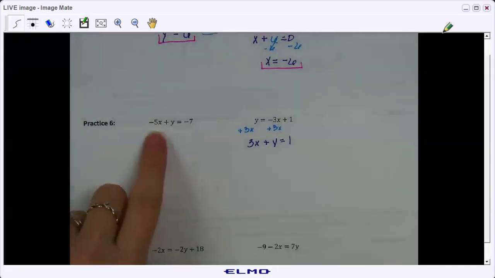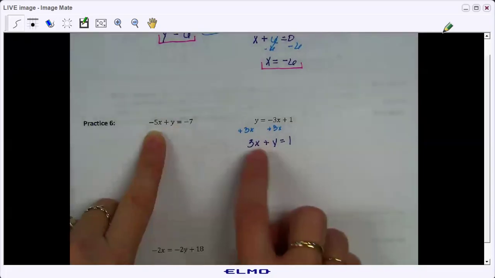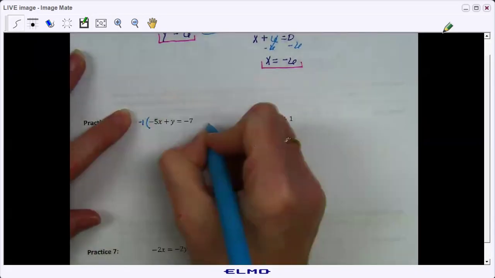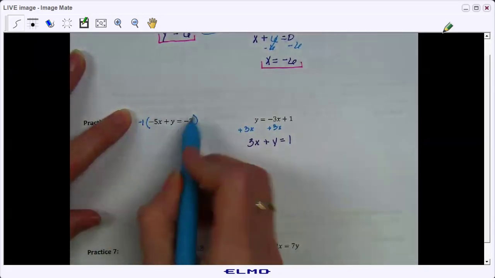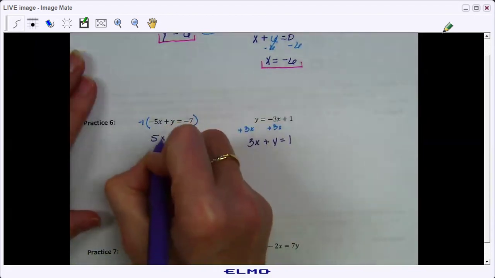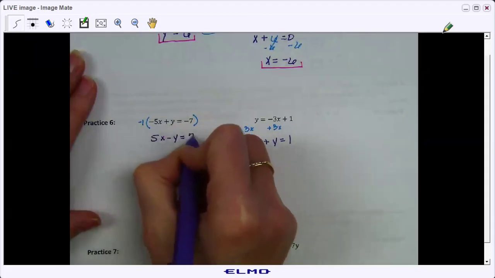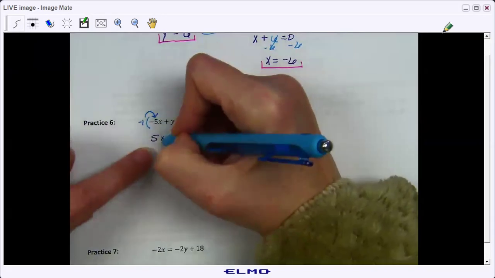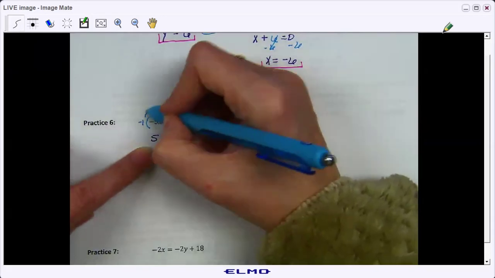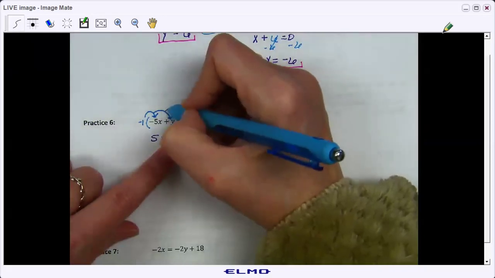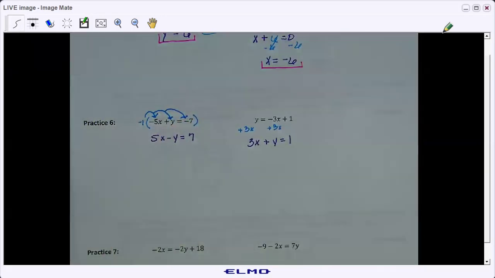Yeah, so I'm going to multiply -1 times this equation. I could multiply it by this one if I wanted to. But I'm going to multiply it by this one because what happens when I multiply it by this one is my 5x and my 7x become positive. So now I have 5x minus y equals 7. Because when I distribute my -1, -1 times -5 becomes a positive 5. -1 times a positive 1 becomes a -1. And -1 times a -7 becomes a positive 7.